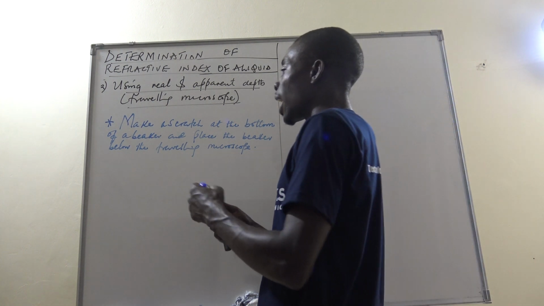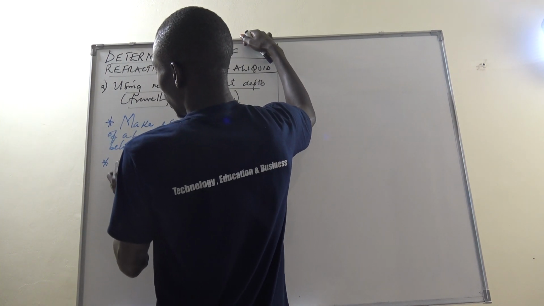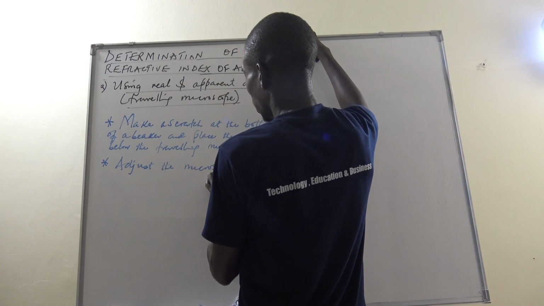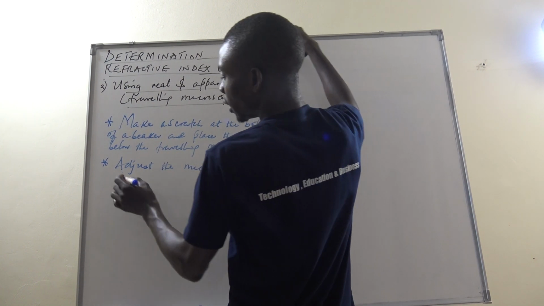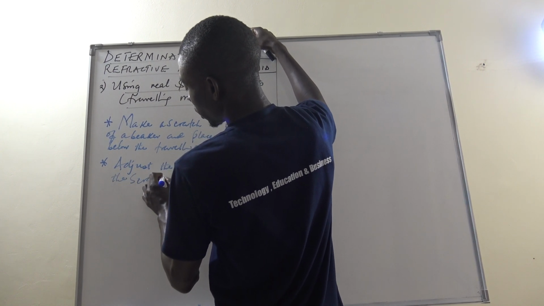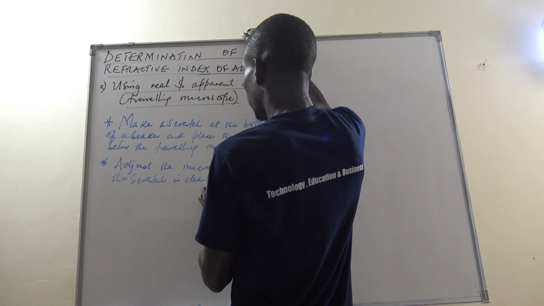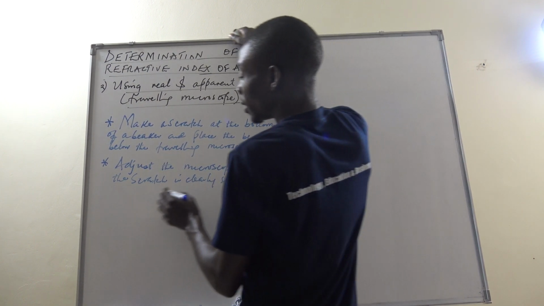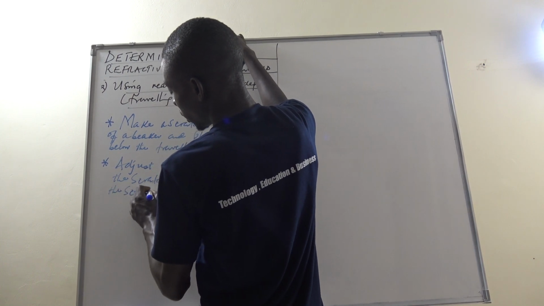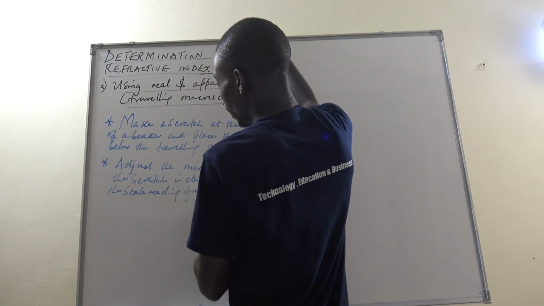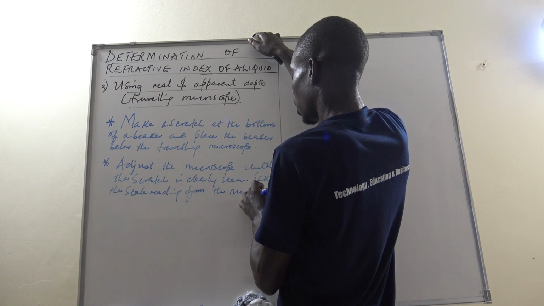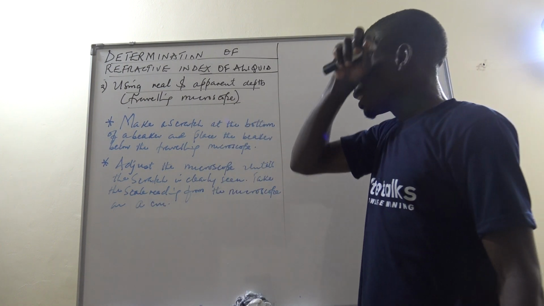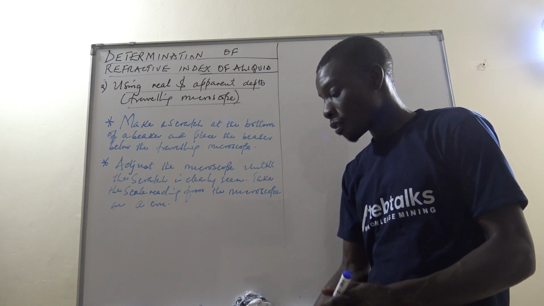Below it. So after doing that, adjust the microscope until the scratch is clearly seen, and then take the scale reading from the microscope as A centimeters. So what is true is that a traveling microscope measures the vertical distance to some level.